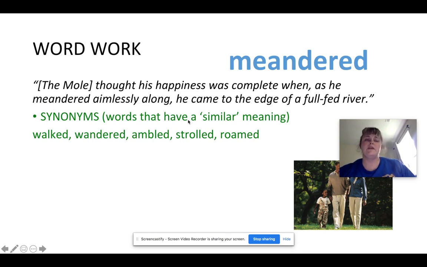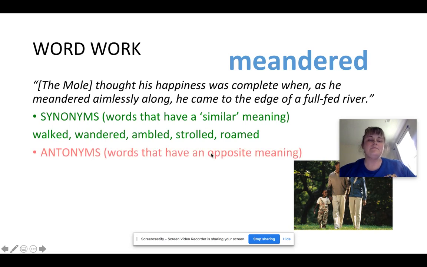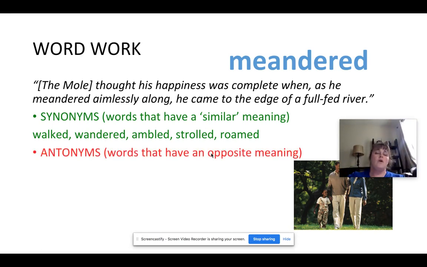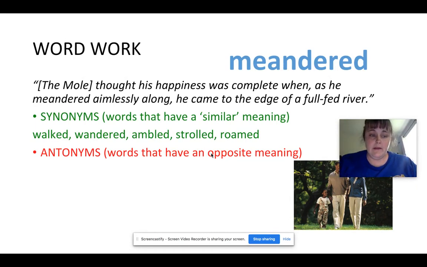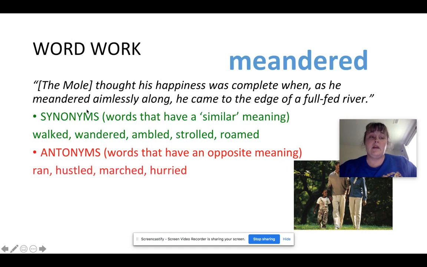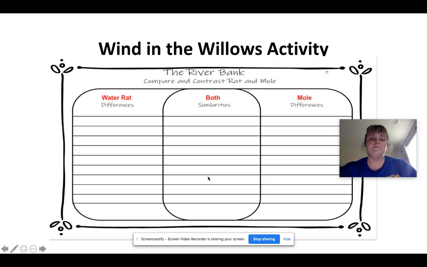So synonyms mean words that have a similar meaning. And I think S in synonyms, S in similar, to mean about the same thing. Now, what are some antonyms or words that have an opposite meaning to meandered? Well, opposite of walking might be running or hustled or marched or hurried. So we know that the mole is not in a hurry. He's not hustling about. He's just kind of taking it all in. He's taking his time. He is meandering along.